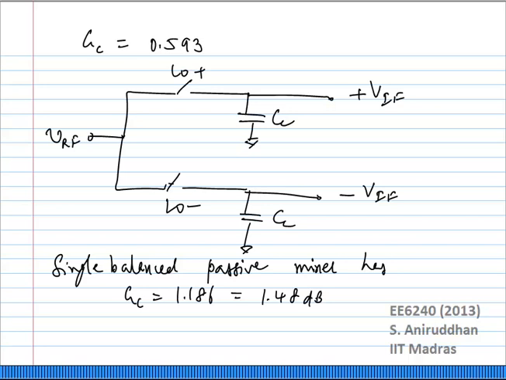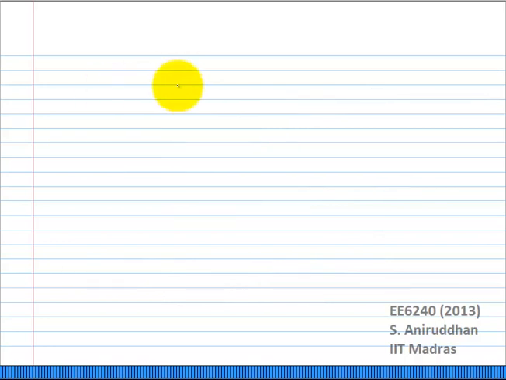So if I were to build a double balance version of either of these two mixers, what gain will I get? Will I get the same gain, twice the gain? What will happen? So let us take the case of the resistively loaded mixer.